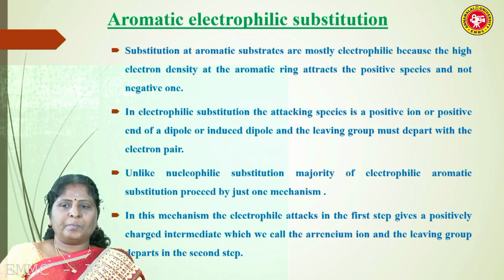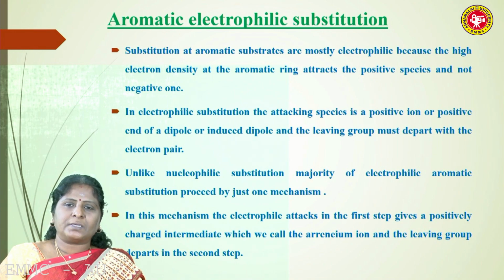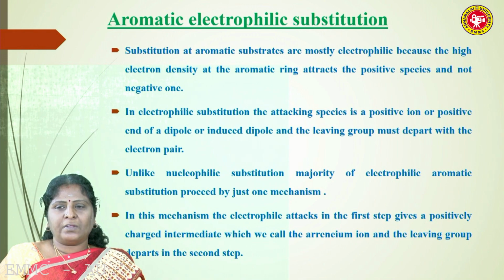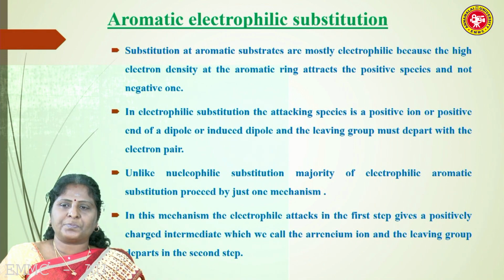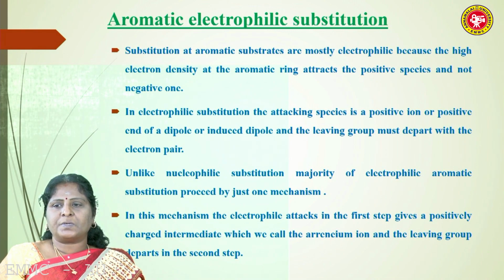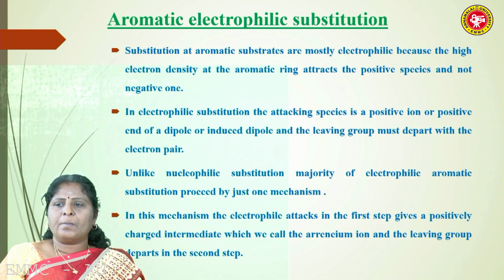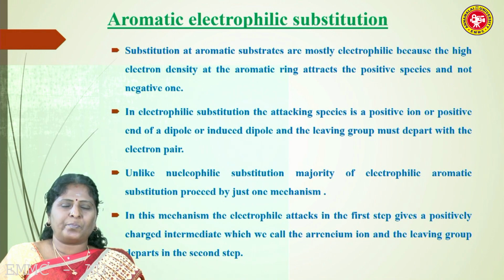The next major important substitution reaction is aromatic electrophilic substitution reactions. In the previous slides, we have discussed that aliphatic substrates undergo nucleophilic substitution reaction much easily. Like that, substitution at aromatic substrates is mostly electrophilic because of the high electron density of the aromatic ring, which attracts the positive species and not the negative one. In electrophilic substitution, the attacking species is a positive ion or a positive end of a dipole, or most often it may be a neutral species also.